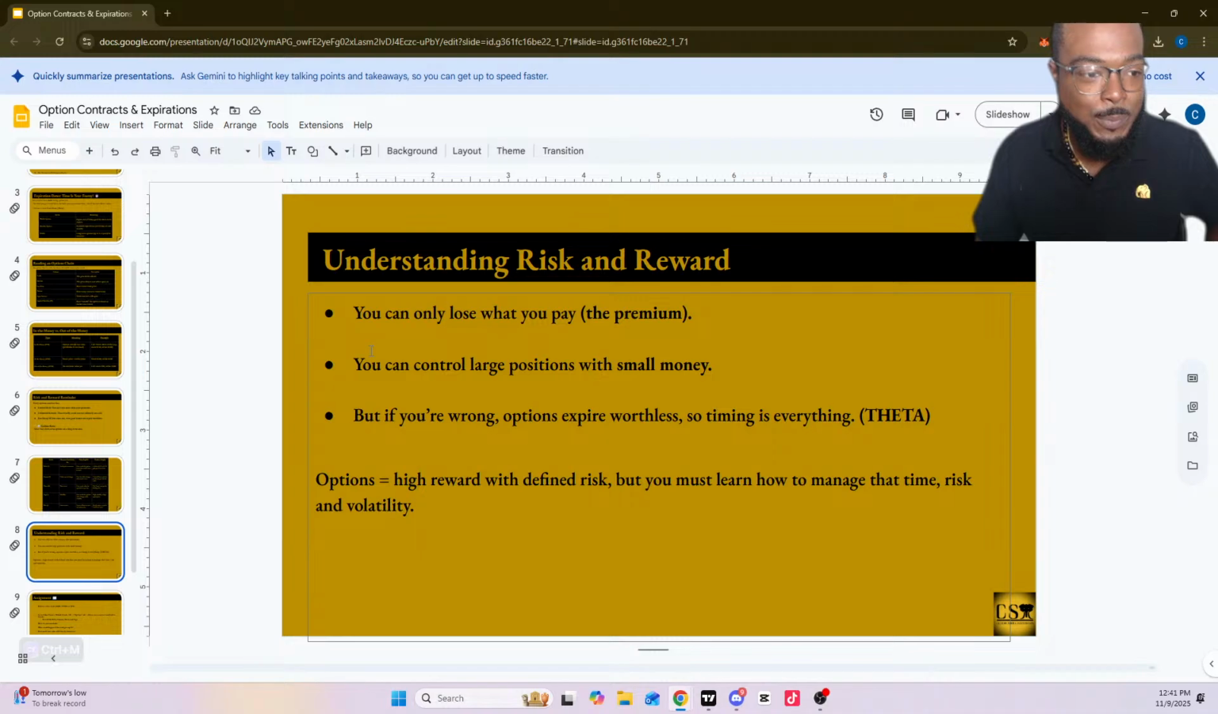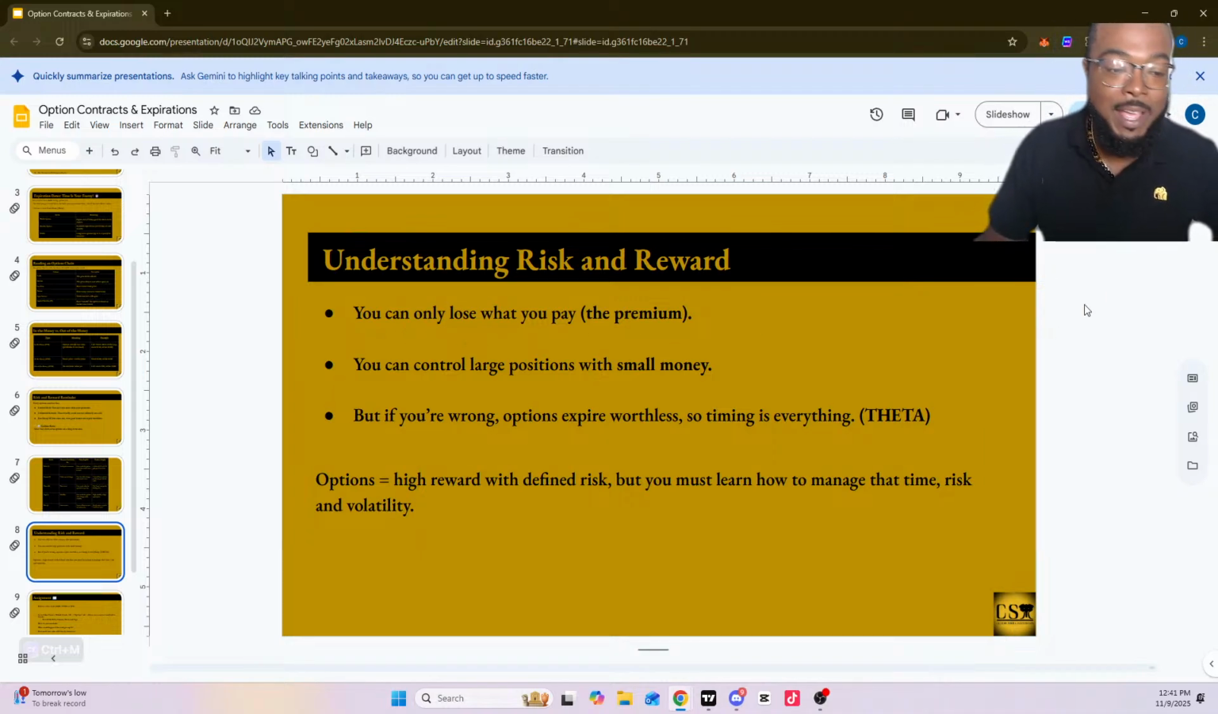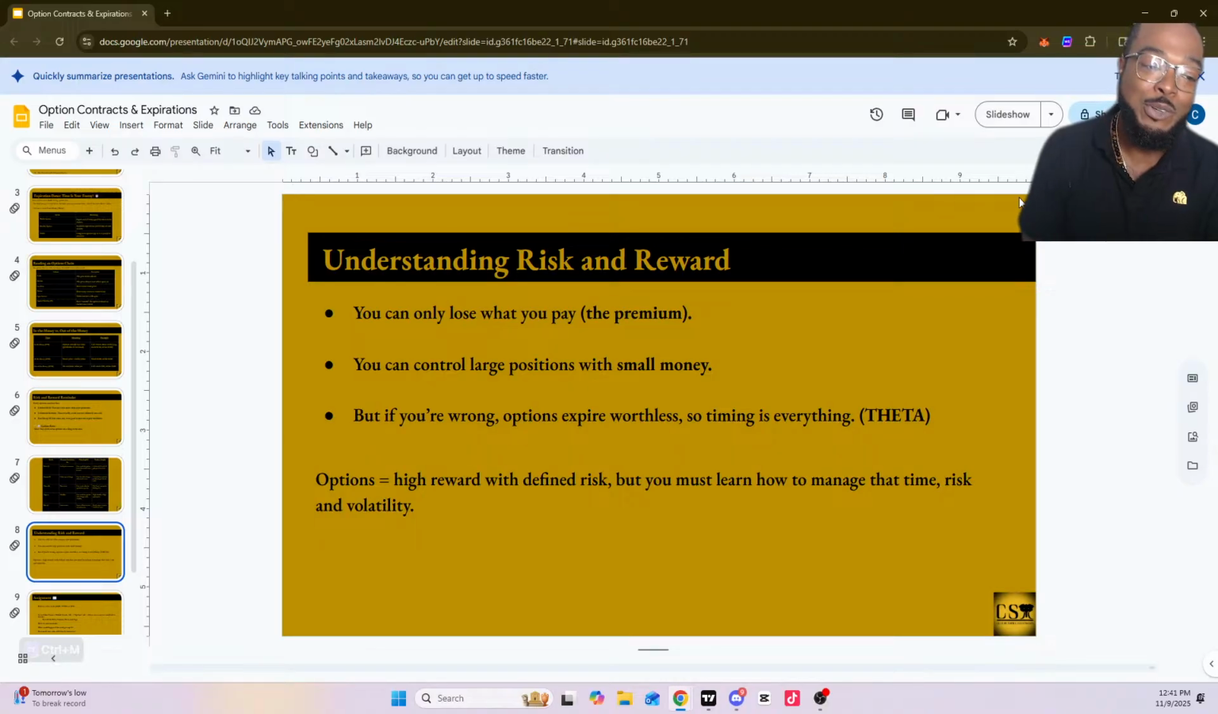And the risk and reward: you can only lose what you pay on options, okay? You can't lose more. They're not coming for your debt. They're not going to come for more money than what you put up, okay? You can only lose what you put inside there. You're not going to lose anything more than that.